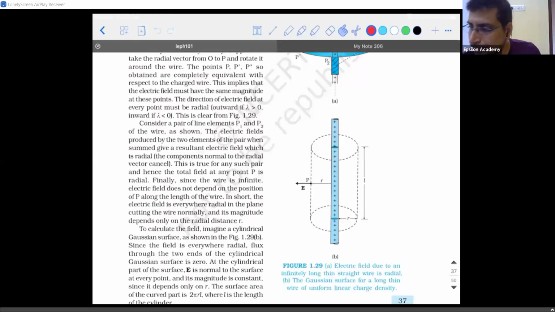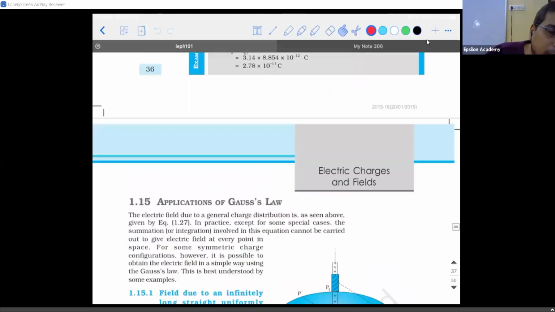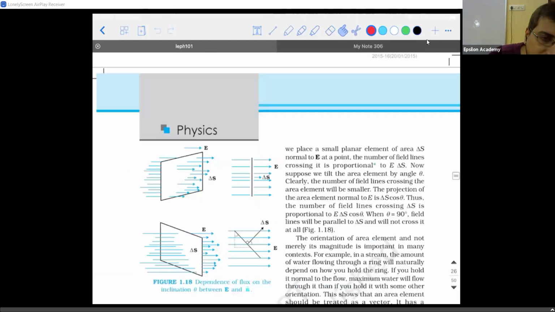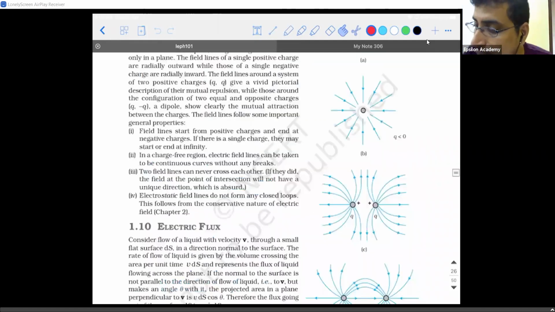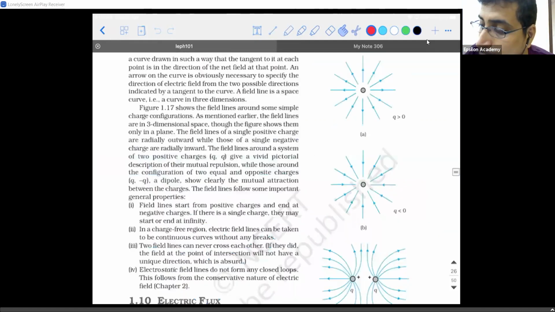So the important concepts that we have discussed till now are electric dipole. We calculated the dipole moment due to an electric dipole at axial point and equatorial point, right? So that was the last concept that we have seen. So today we are going to start with a topic named electric field lines. So this is the topic we are going to deal with.